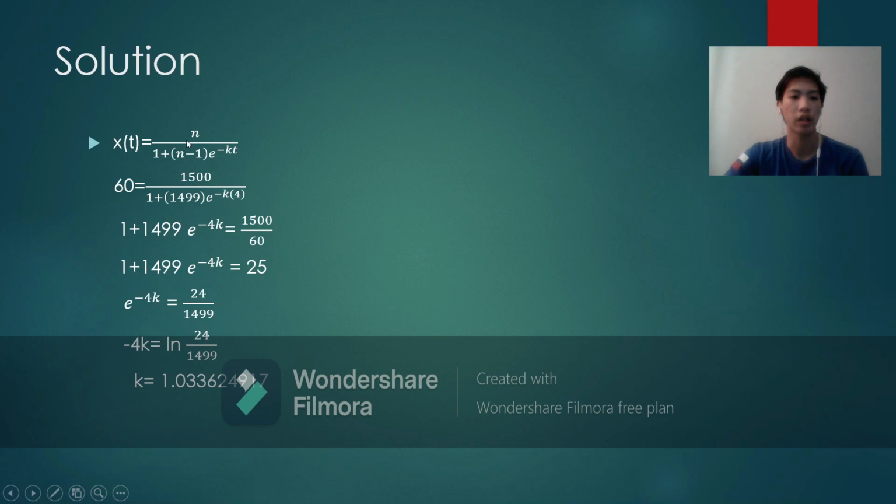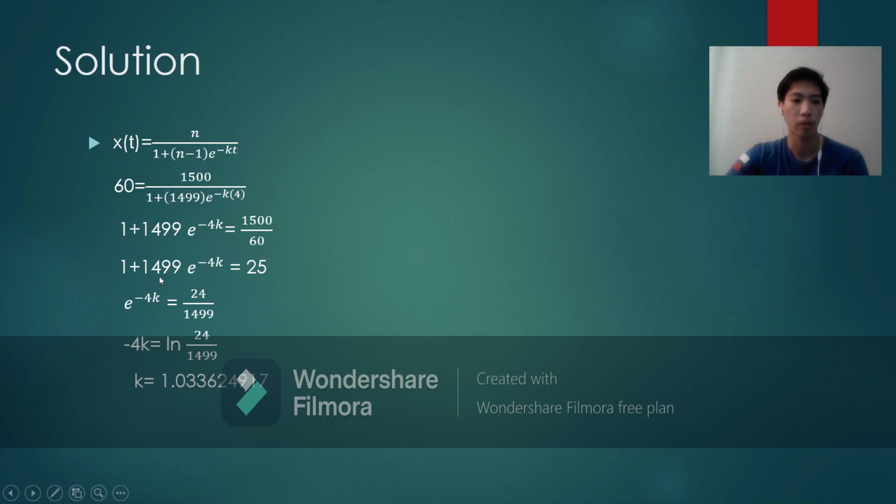x of t equals n, the population, over 1 plus the quantity n minus 1 times e raised to negative kt. So x of t, the infected students, equals 1,500, the total population of college students, over 1 plus 1,499 e raised to negative k times 4, where 4 is the days. So 1 plus 1,499 e raised to negative 4k equals 1,500 over 60. So we divide 1,500 by 60, and we come up with 25.